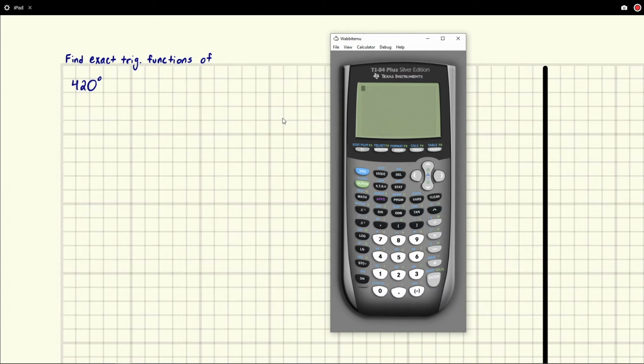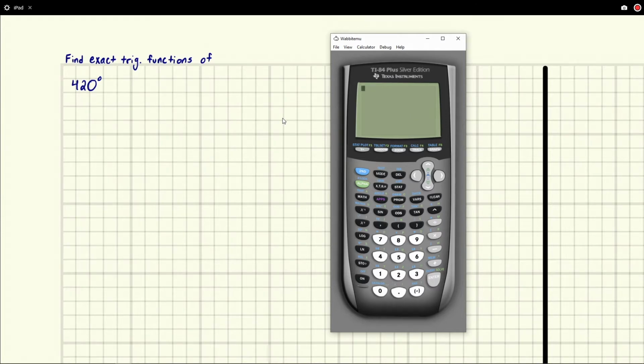Eric Burgess here, and we've been told to find the exact trig functions of 420 degrees. Now the wording is a little weird, but what it's asking for is, can we find the sine of 420 degrees? Can we find the cosine, the tangent, the cotangent, the cosecant, the secant, all those things.